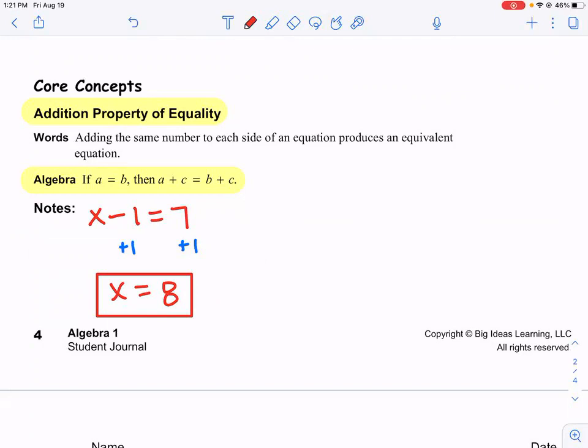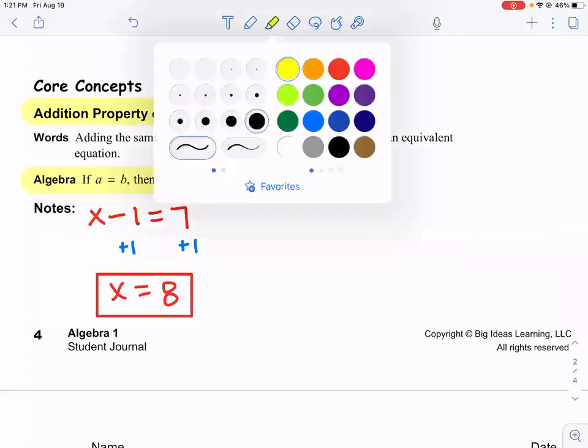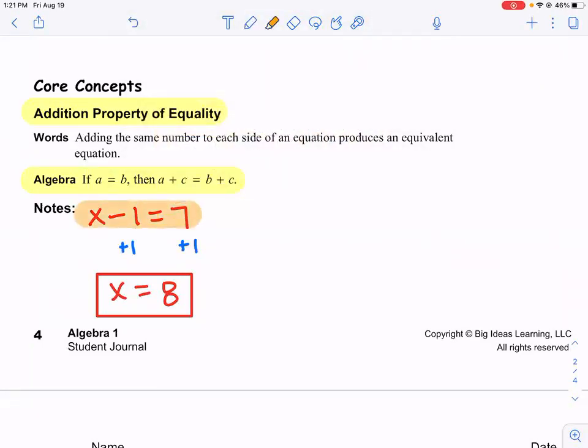Why did I do this? I want x by itself. And we are subtracting 1. Well, how do I get rid of that subtract 1? We're going to do the inverse operation. So I'm going to add 1 to both sides. So Peyton, minus 1 plus 1, those go away. I have 7 plus 1, which is 8. So now I have x equals 8. Okay. Now, Peyton, what happens if we come back to here? Is 8 minus 1 equal to 7? Yeah. Cool. We solved it and we got it right.